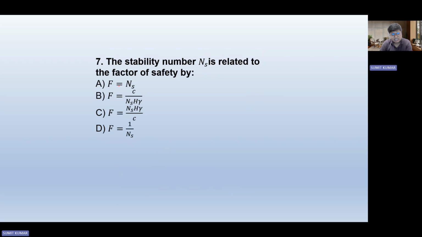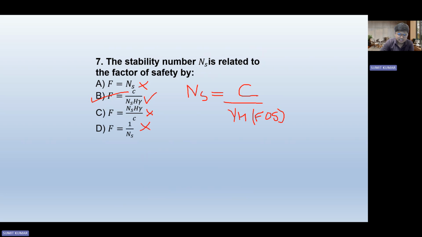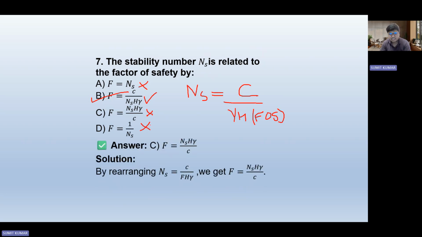And the next question is, the stability number Ns is related to the factor of safety by, so if you remember, the Taylor stability number Ns equals c by gamma H into factor of safety. So F equals c by gamma H Ns. So option B again is the correct answer. This is not the answer. This is not the answer. This is not the answer. Option C.